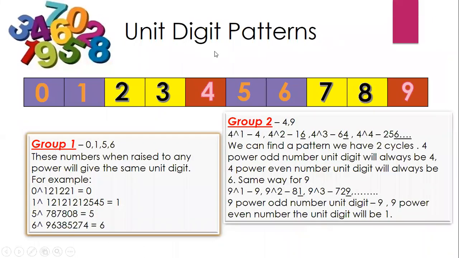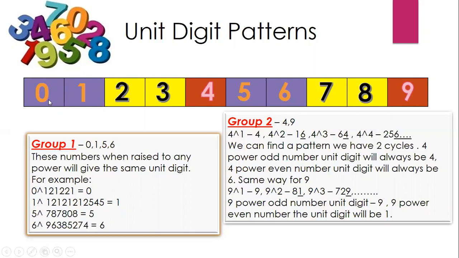Now, the unit digit can be any number from 0 to 9. We are going to segregate these unit digits based on cyclicity into 3 different groups. In group 1, we have the numbers 0, 1, 5 and 6. Why have we separated these? These are all the numbers that, when raised to any power, give the same unit digit.